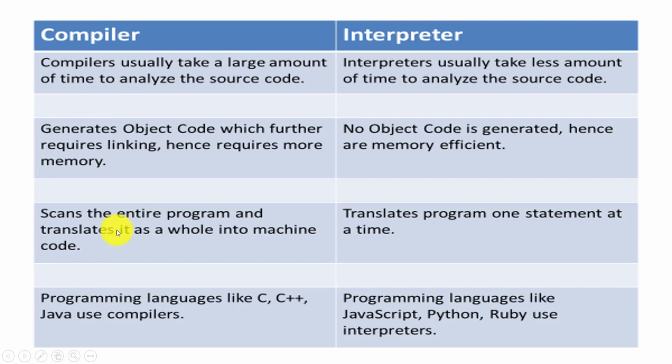Now let's understand what falls under the compiler. Programming languages like C, C++, Java use compilers, while under the interpreter fall programming languages like JavaScript, Python, Ruby, C Sharp, etc. So these are the differences between the compiler and interpreter. Now in the next video we are going to start the basics of C programming.